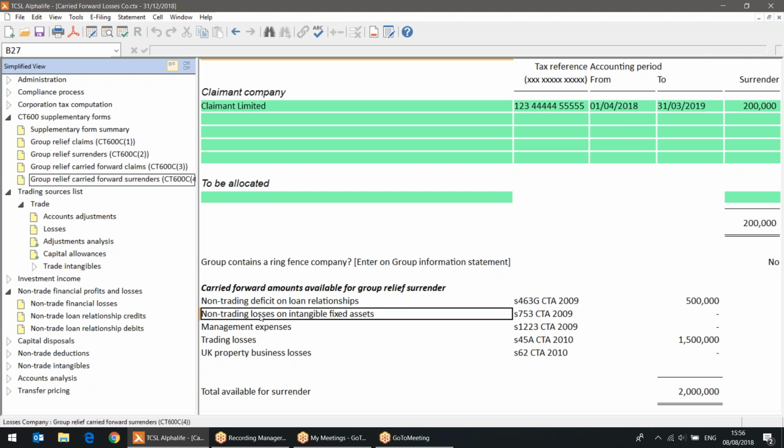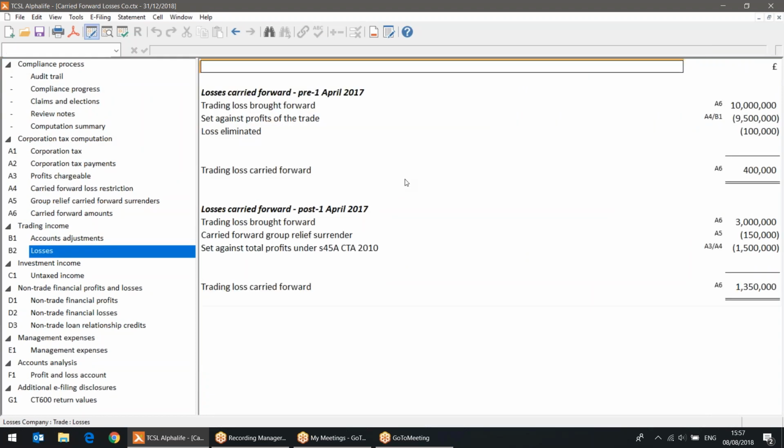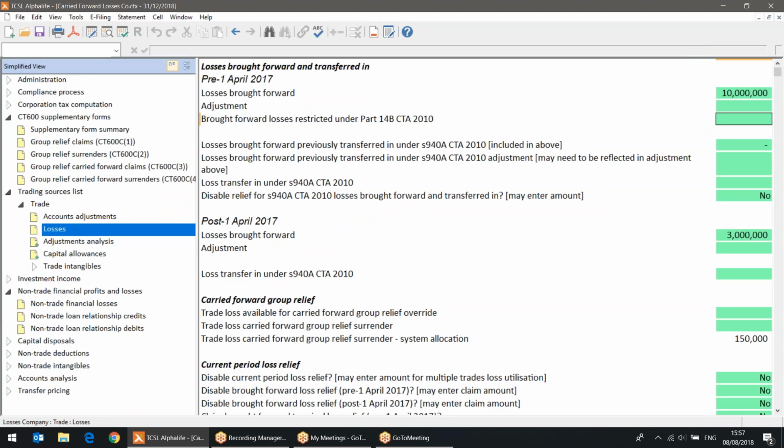A number of restrictions apply on the amount that you're allowed to surrender, one of which is that a company is not allowed to surrender where it could use the loss itself. Now, where you are allowed to surrender your losses remaining, they are simply reduced by the amount you have surrendered. And Alphatax will perform a pro rata calculation where there is more than one type of loss. Overrides are available in input mode to control this allocation if you wish.